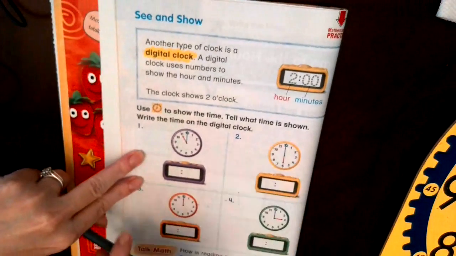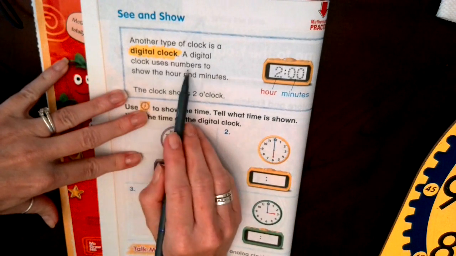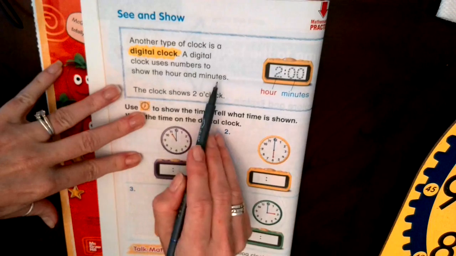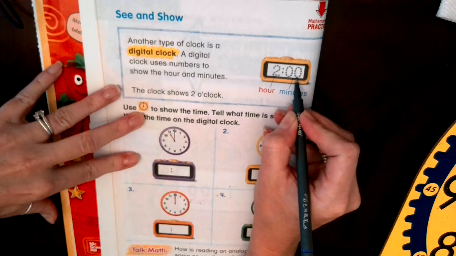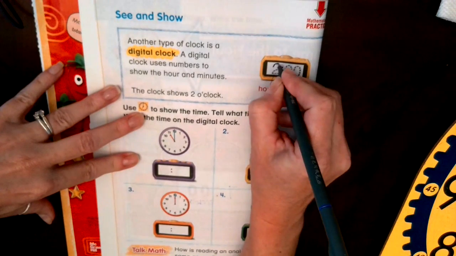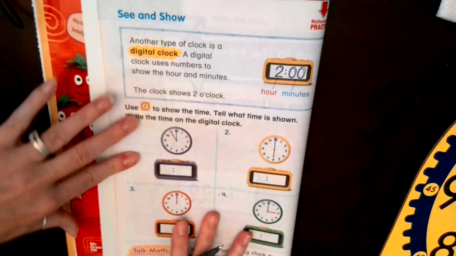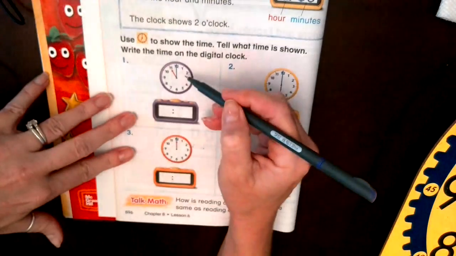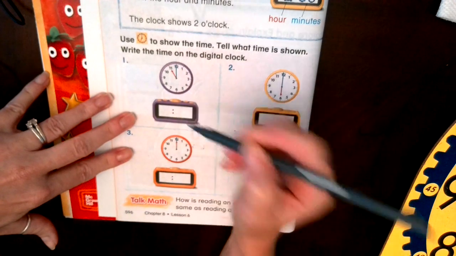Okay. Another type of clock is a digital clock. A digital clock uses numbers to show the hour and minutes. The first number is the hour. The next numbers are the minutes. So this digital clock is showing 2 o'clock. Okay, so we're going to use an analog clock to help us tell the time on a digital clock.